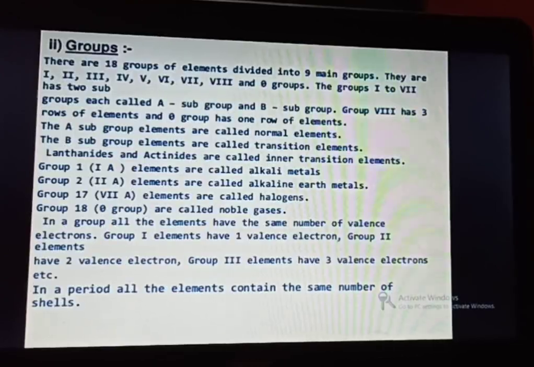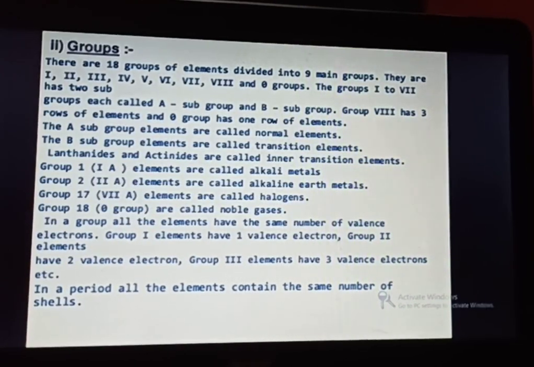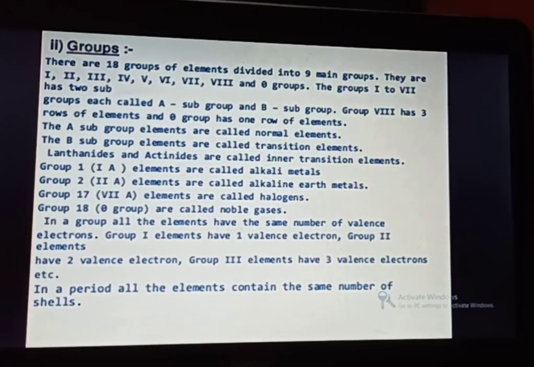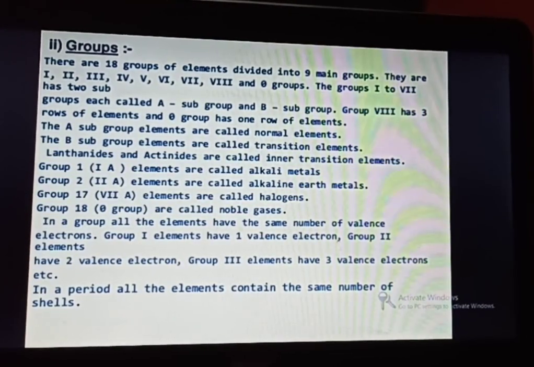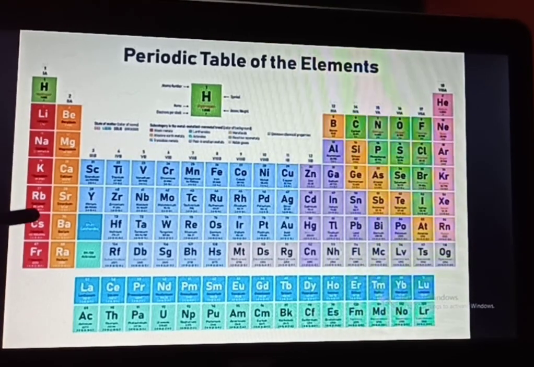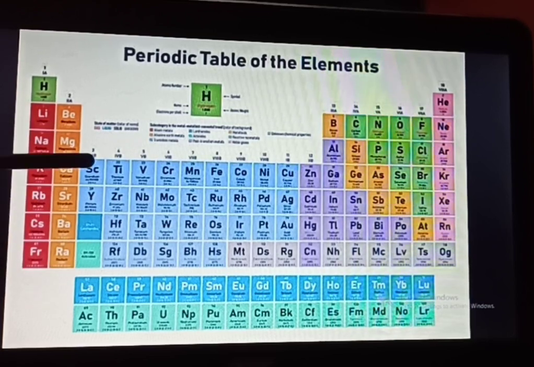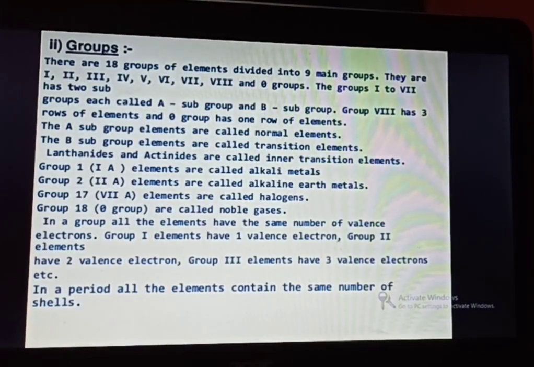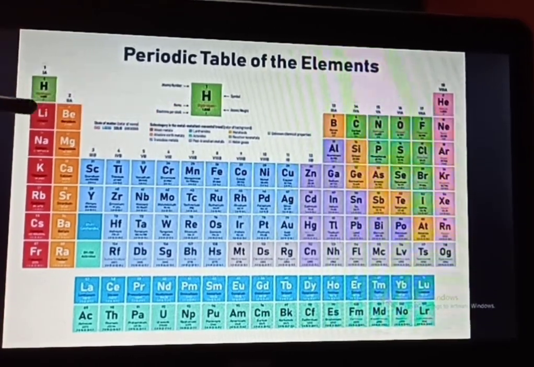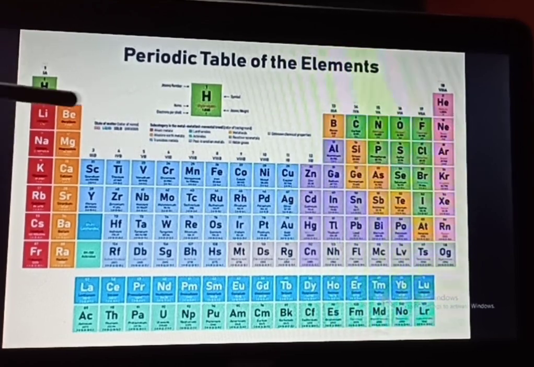So in a group all the elements have the same number of valence electrons. Group 1 elements have one valence electron, group 2 elements have 2 valence electrons, group 3 elements have 3 valence electrons, like that. So in a period, all the elements contain the same number of shells. Say in the first period they have 1 shell, in the second period they have 2 shells, in the third period they have 3 shells, like that.